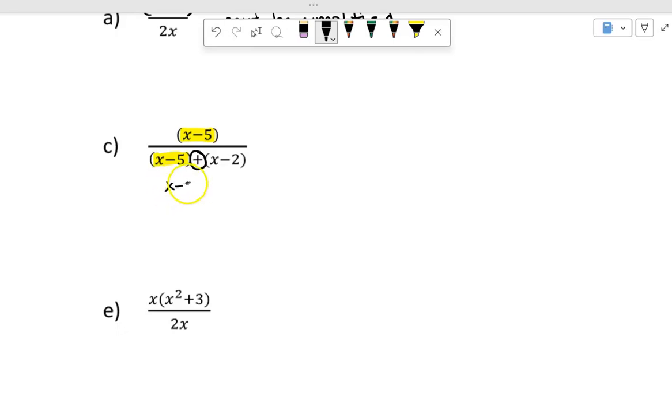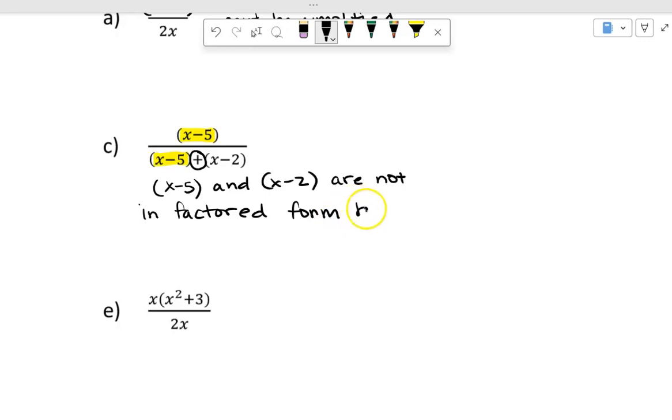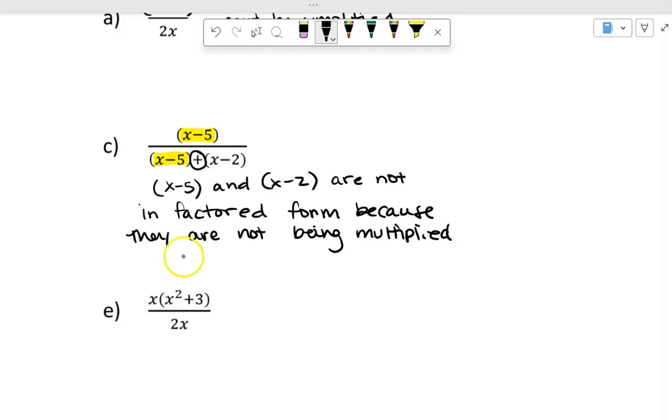So x minus 5 and x minus 2 are not in factored form because they are not being multiplied. How do I know they're not being multiplied? There's a plus sign in between. If we were multiplying them, there would be nothing in between. They would be right next to each other, but these are not in factored form. So x minus 5 cannot be canceled.